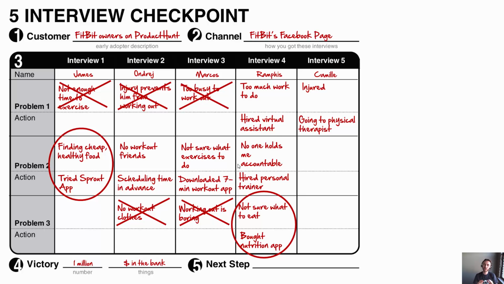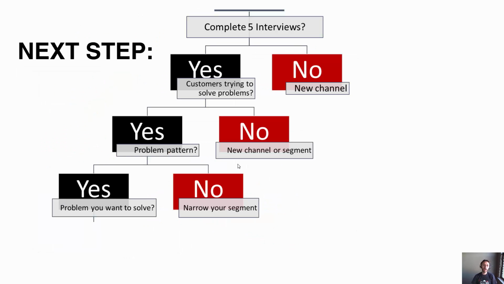Like I said, I'm looking for 3 out of 5 who are actively taking action to try and solve this problem. So there's a hint that there might be something here, but for right now, I'm looking for something more substantive and more all-encompassing, where we see more people exhibiting this behavior. So for me, I'm going to answer that question. Is there a problem pattern? No. And so the next step for me is to go and narrow my segment.